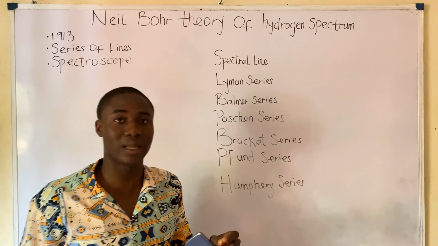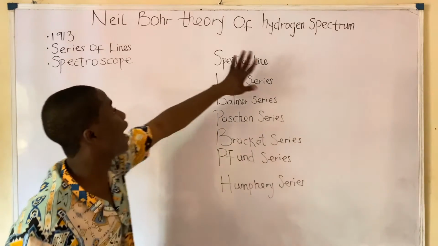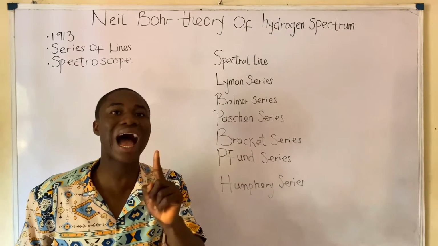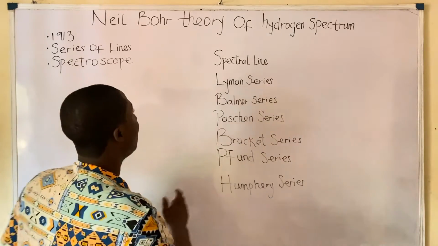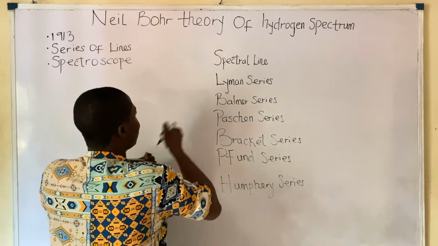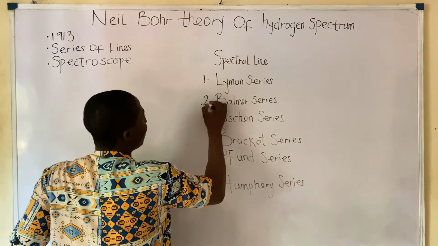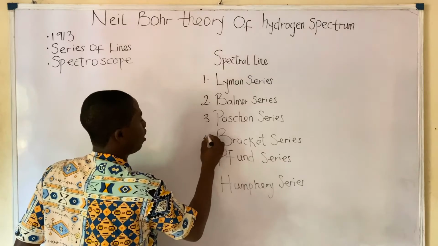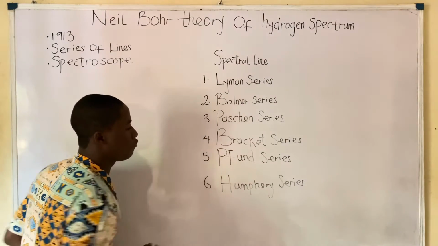Every element in the periodic table has its own spectral lines. So for hydrogen, these are the spectral lines, and they are arranged serially. This must be noted, meaning that Lyman is number one, the first spectral line, then Balmer, Paschen, Brackett, that's number 4. After that, we have Pfund, and lastly, we have the Humphreys series.